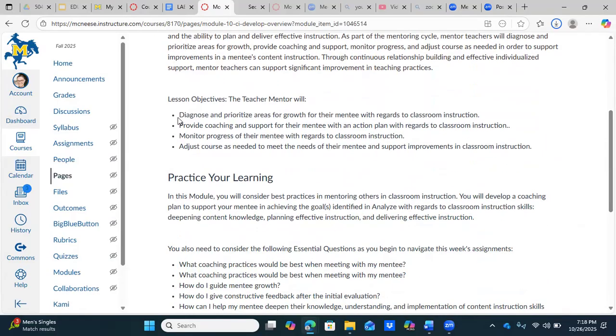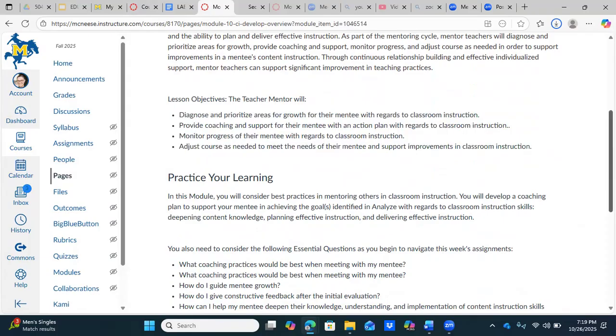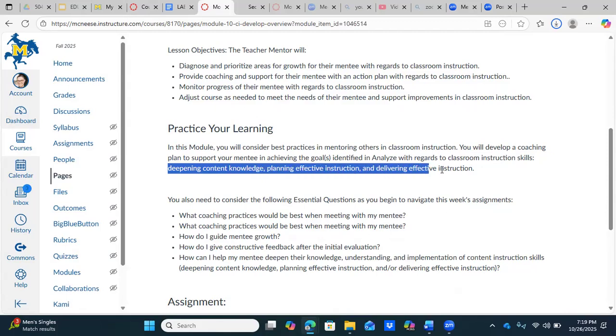These bullets are objectives. Basically, just calibrate with the 4 parts of the portfolio: analyze, develop that coaching plan, implement it, monitor progress, and then, of course, adjust as needed and evaluate. And please notice that this is what I was looking for. These are the 3 areas that we're focusing on: deepening content knowledge, planning effective instruction, and delivering effective instruction.